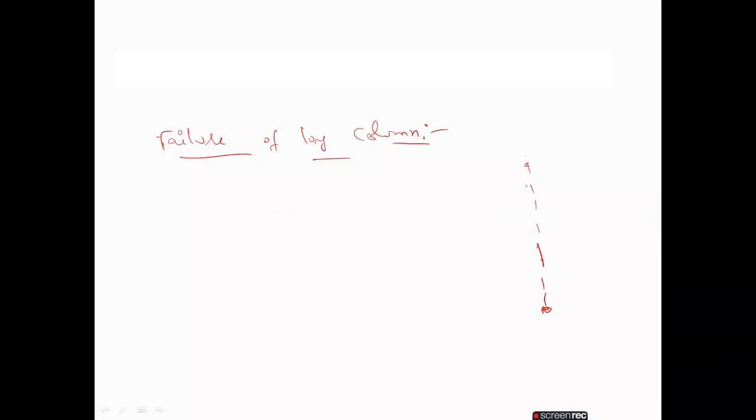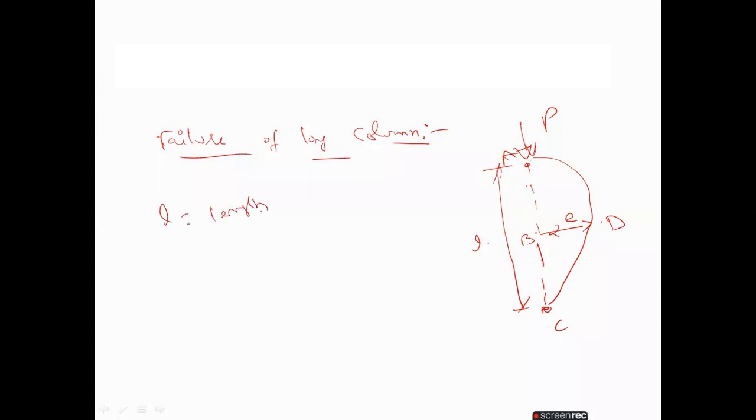Suppose it is a column, and there is a load P acting on this one, and the length is L. This is the point we call C. At the midpoint we call it B. Whenever load is acting, there will be a bending like this, and this one we denote with E. I will tell you what D is.